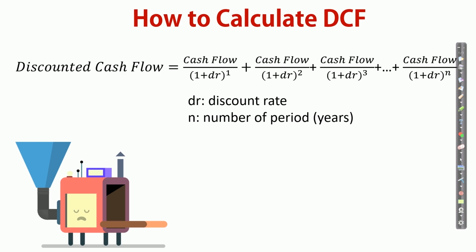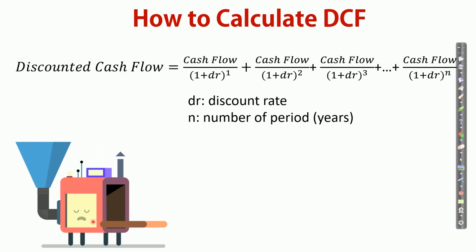So if you look at this scary looking equation, we have the discounted cash flow is equal to a sum of cash flows divided by 1 plus discount rate, and that's compounded by the number of years, so n. So don't worry so much about this equation for now. What you need to know is this picture.